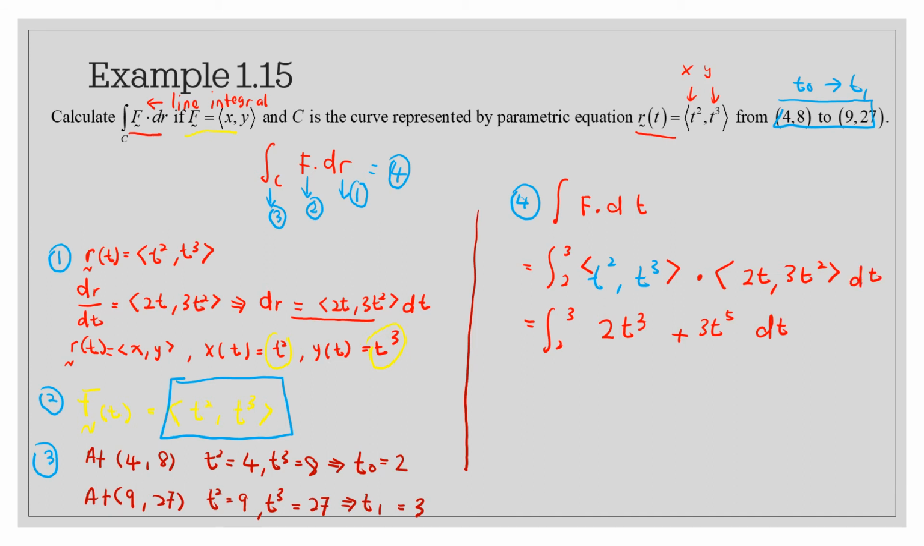So you integrate. From limit 2 to 3, you will get 2t to the power of 4 over 4 plus 3t to the power of 6 over 6, limit 2 to 3. So when you solve it, you will get 405 minus 40. So the final answer is 365.